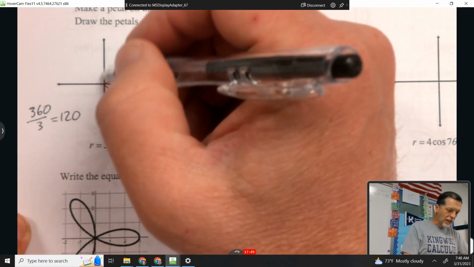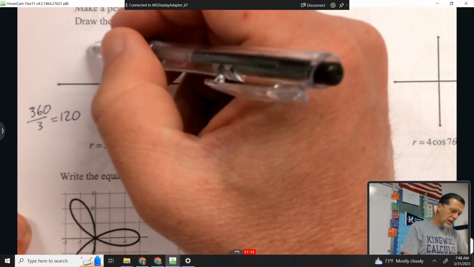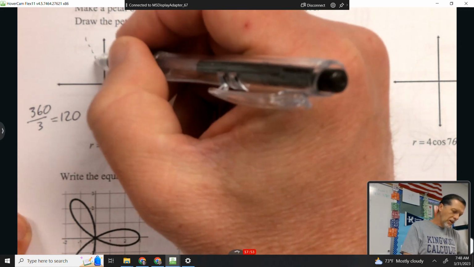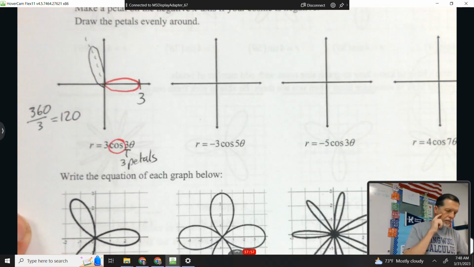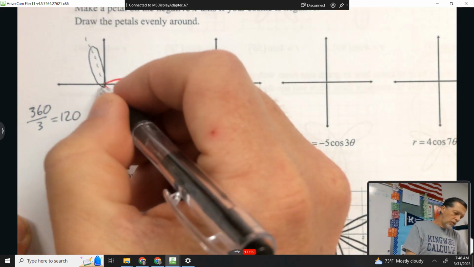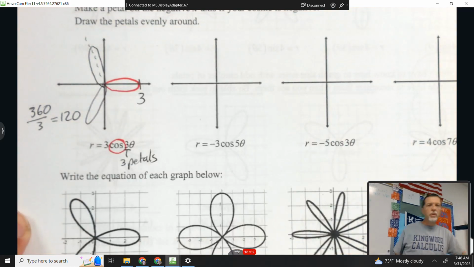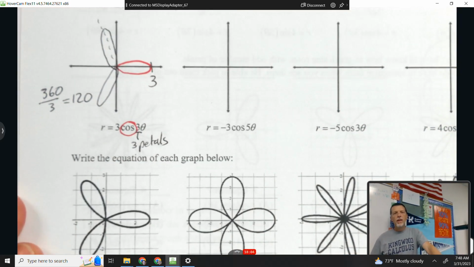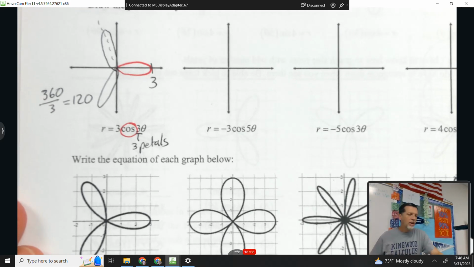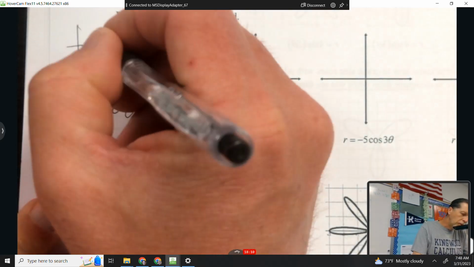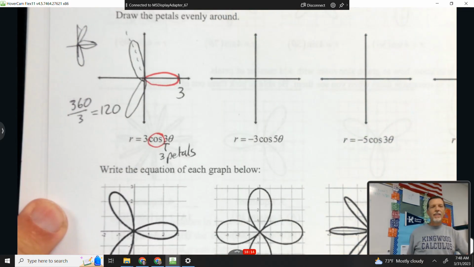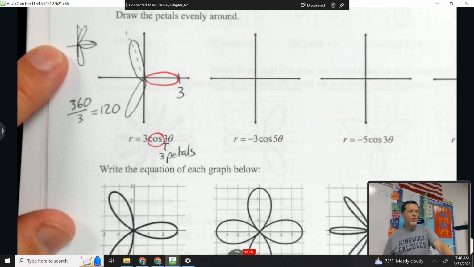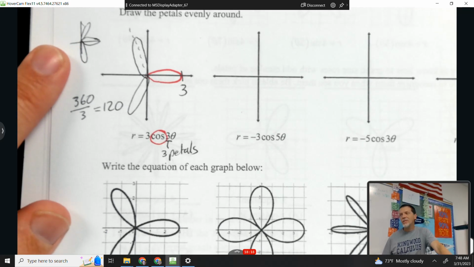Okay, it's got to be more than 90. That'd be about right here. So I'll put a petal there. And 240 would be about right there. So I'll put a petal there. Again, I'm not looking for perfection here. But if you draw 3 petals and your 3 petals look like that, well, that's going to lose points. Yeah, that's 3 petals, but those are not equally spaced.